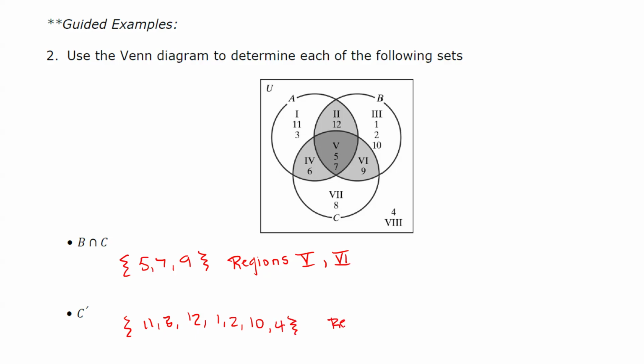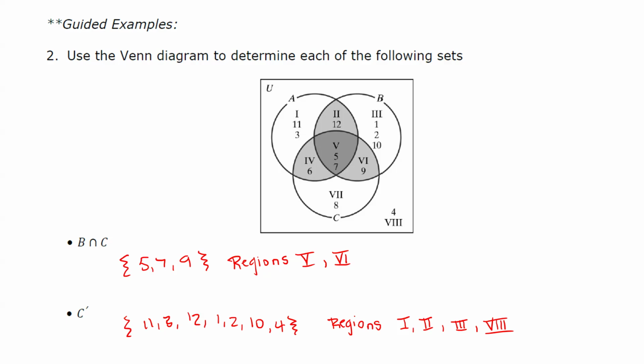So this would be in regions 1, 2, 3, and... wait. 5, 6, 7, 8. That's 8, that's not 7. Region 8, which is where 4 is.